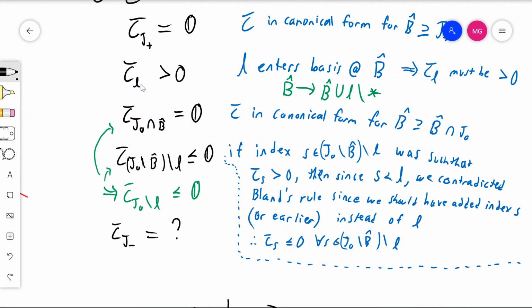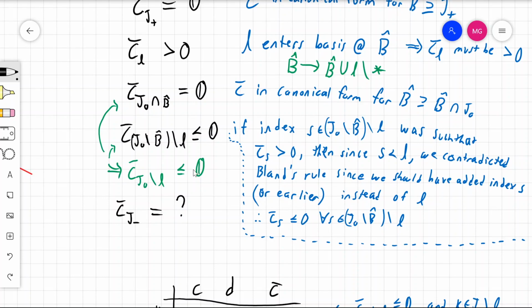Okay, so that was the L component, and L is one of the fickle indices. Now we're going to do the rest of the fickle indices. So that's these next two parts here. So how about for the fickle indices that are part of the basis B hat? Well, those are also zeros because, again, we're in canonical form for this basis B hat, and these are just the fickle indices that are part of this basis. So it's a subset of this basis B hat. So yeah, still zeros, for the same reason: we're in canonical form for that basis.